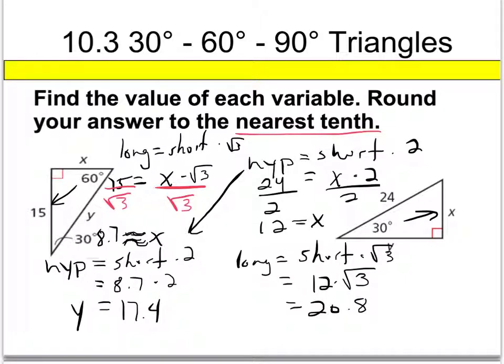20.8. Which makes sense, because 24 needs to be larger than 20.8. If your long leg turns out to be longer than your hypotenuse, that's impossible. Our hypotenuse is the longest side, so it should go right in order.